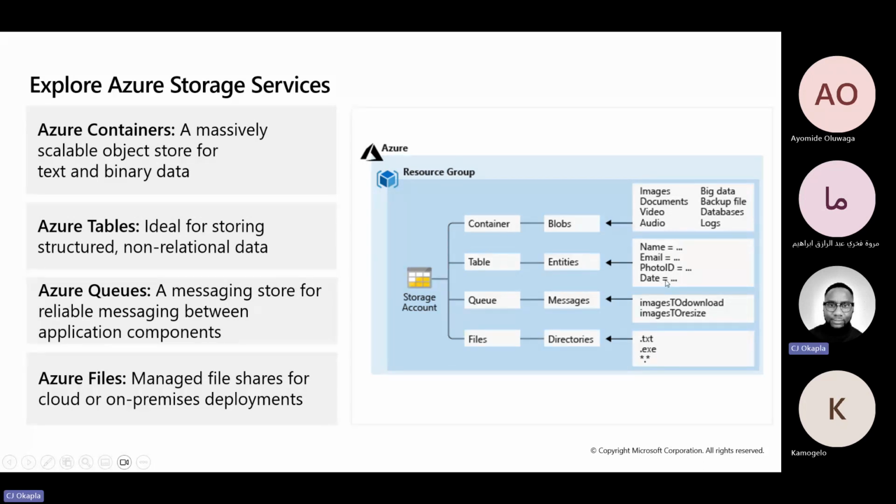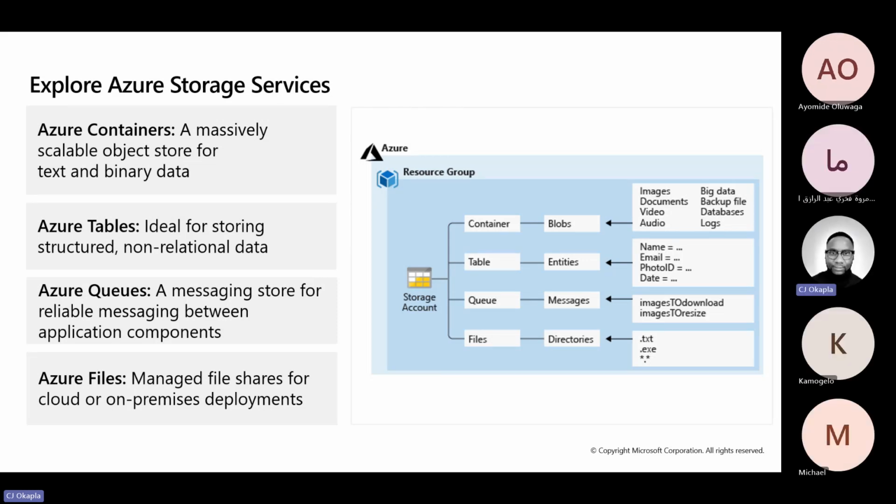And then we have the Azure queues, and this is just a messaging store for reliable messaging between Azure application components, like images, or image downloads, or image resize. And then lastly, we have the Azure Files. So Azure Files is the managed file share for cloud or on-premises deployments.